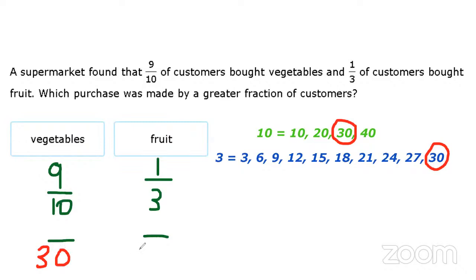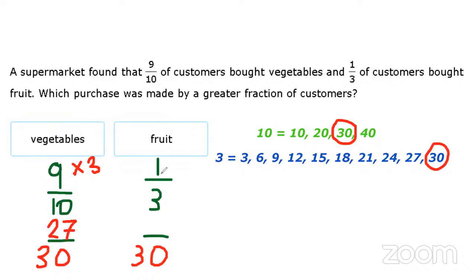And so our LCM, which is going to be our common denominator, will be 30. That means we're going to divide each whole into 30 equal parts. All right, so now we need to say 10 into 30, or 30 divided by 10, and that would be 3 times 9, that will be 27. So 27/30, or 27 out of 30, represents vegetables.